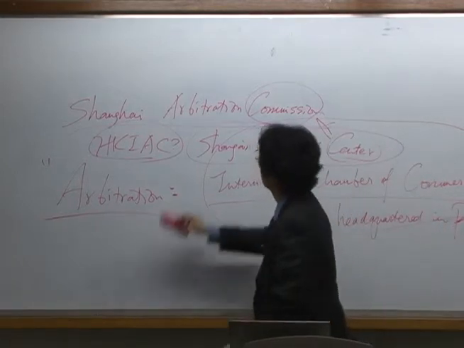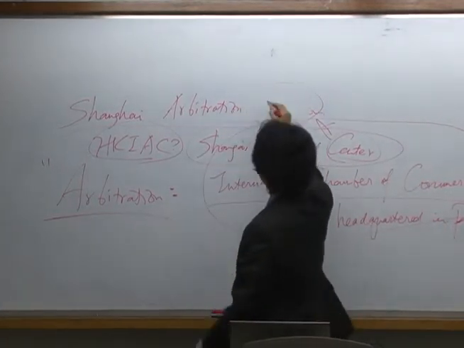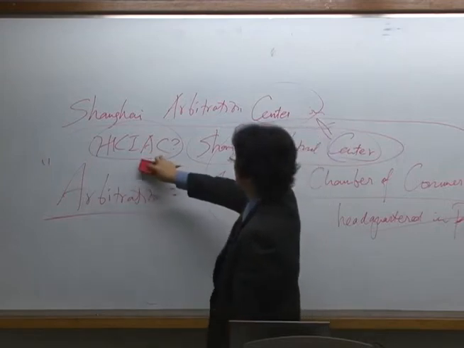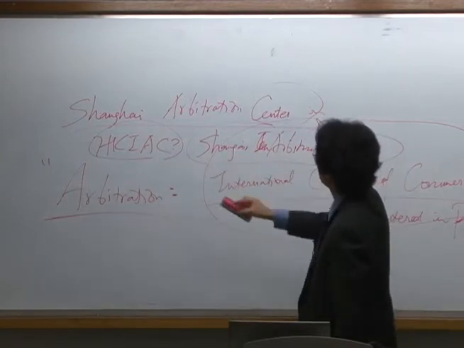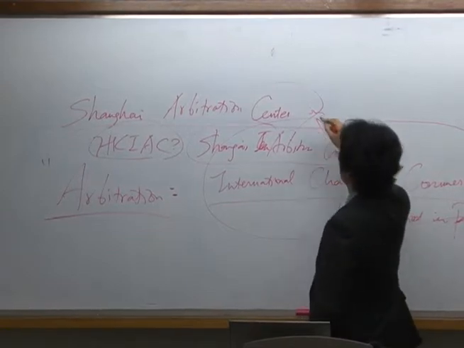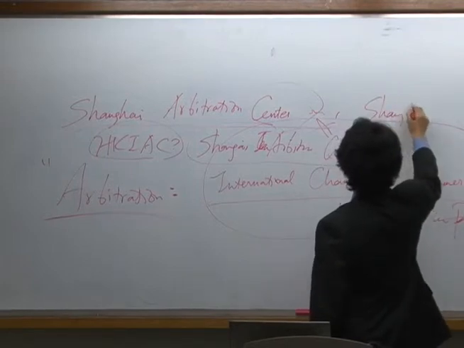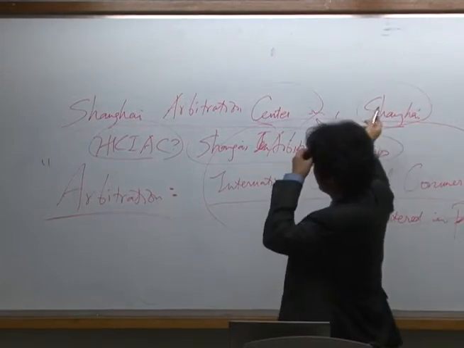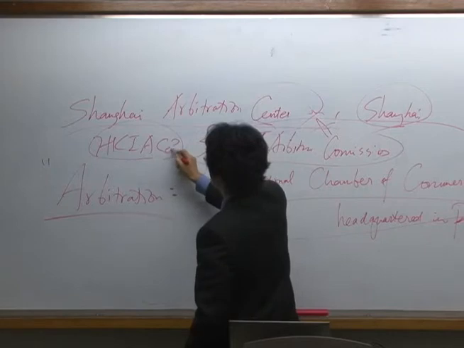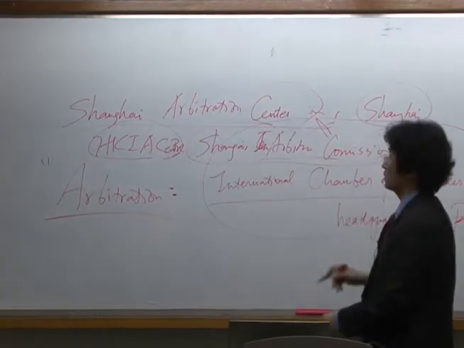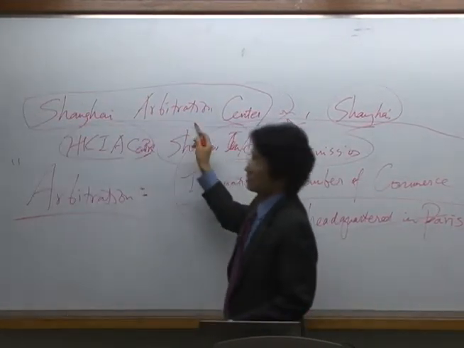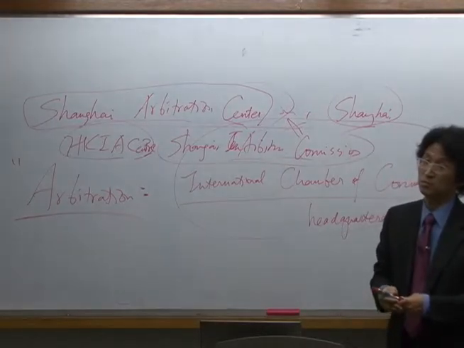Oh, I'm sorry. The other way around. The contract said Hong Kong Arbitration Center, and there is no such thing as Shanghai Arbitration Center. There is a Hong Kong International Arbitration Center, and there is a Shanghai Arbitration Commission. I mean, the place was Shanghai. In Shanghai, there were only two arbitration bodies, Hong Kong International Arbitration Center and Shanghai Arbitration Commission. This phrase could mean either of the two.